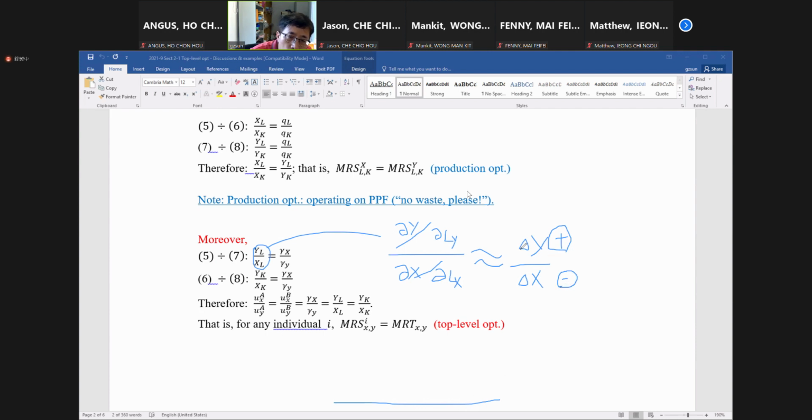We can produce more Y only if we produce less X. Otherwise, how can we find such resources? We have to reallocate some resource from producing X to producing Y. That's the only way we can do. So therefore, if one number is positive, another number must be negative.